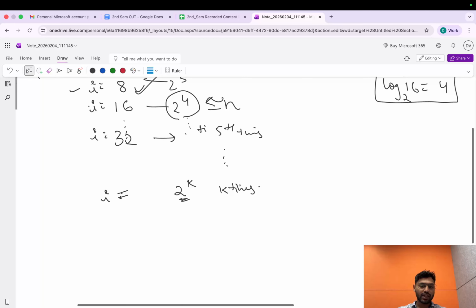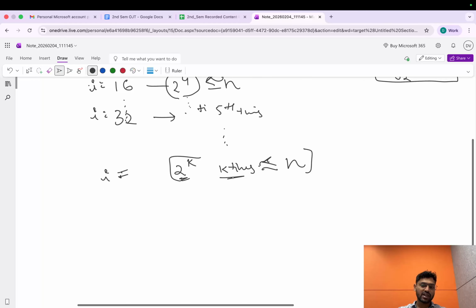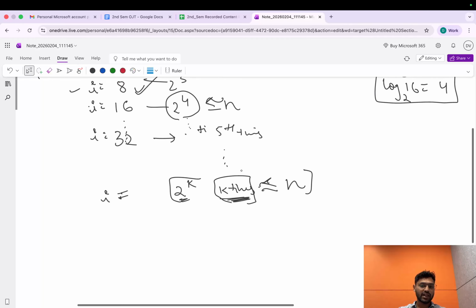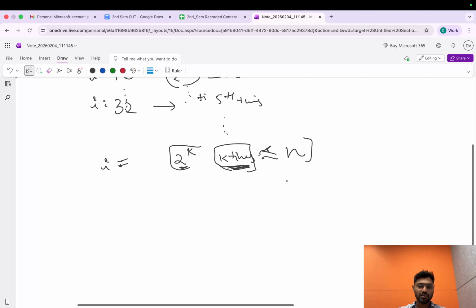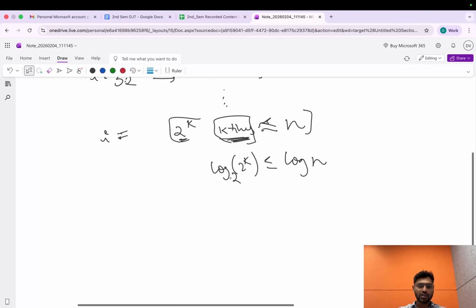The value will be 2 power k, and it will stop unless 2 power k is less than or equal to n. And how do we represent this? We should determine the k, because we are determining k steps. So apply log on both sides. So it will be log of 2 power k, right? So the log to the base 2 will be cancelled. So k is big O of log n, right?